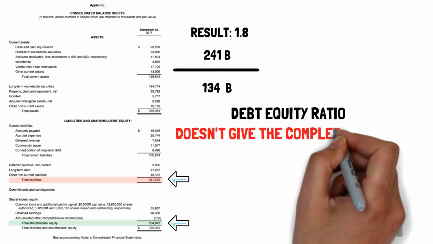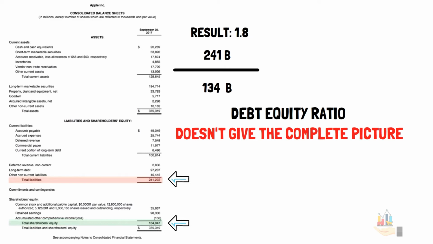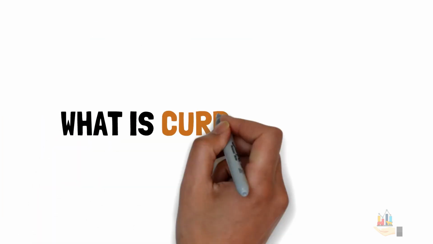Remember, the ratio doesn't give investors the complete picture. It's important to compare the ratio to similar companies. For example, at the end of 2017, General Motors had a debt to equity ratio of 5.03, far higher than Apple.